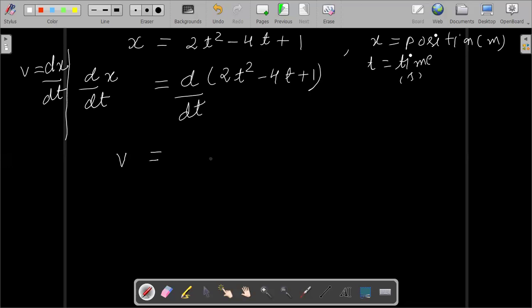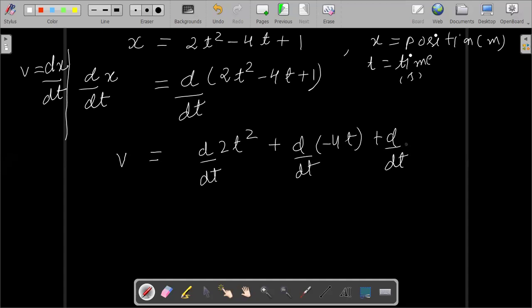And here I will be getting d by dt of 2t squared, plus d by dt of minus 4t, plus d by dt of plus 1. Now d by dt of plus 1, that's 0, right, sir? Yes, this last one will be 0. And what will be the value of this first one?